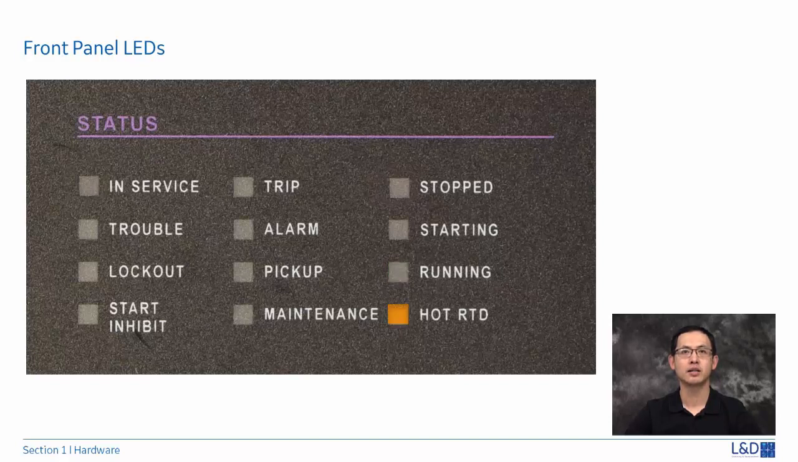Hot RTD LED turns on to orange when either a RTD alarm or trip has been activated. Lockout LED turns on to red when the following elements are activated: thermal overload, short circuit, mechanical jam, ground fault. Start inhibit turns on to red when the start inhibit element is activated.